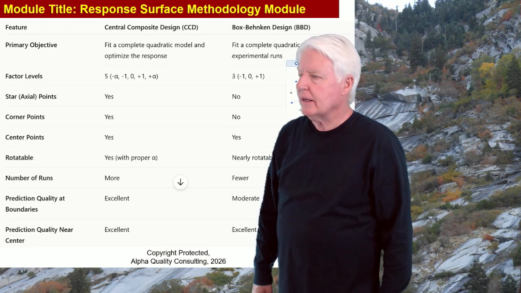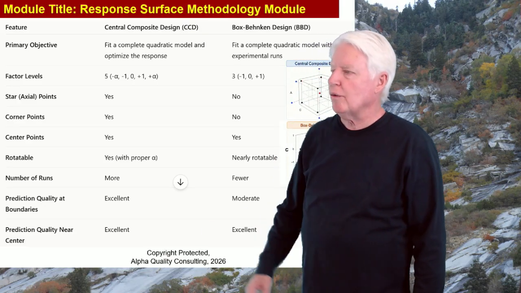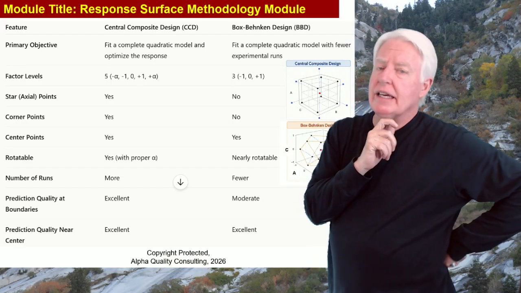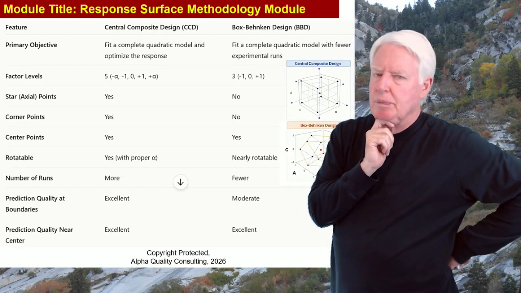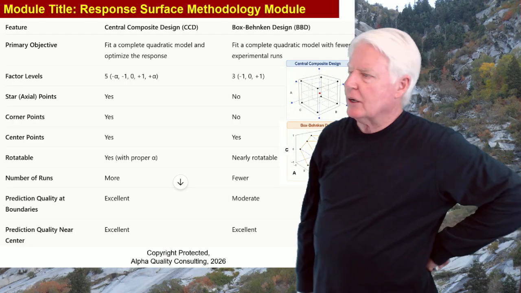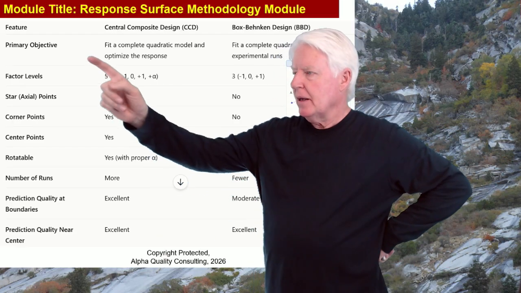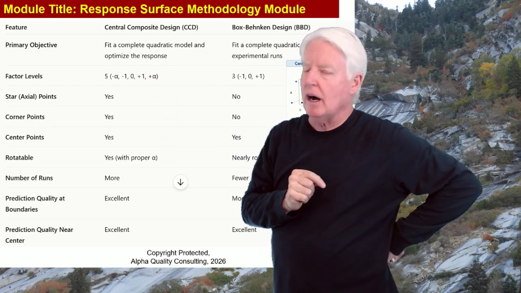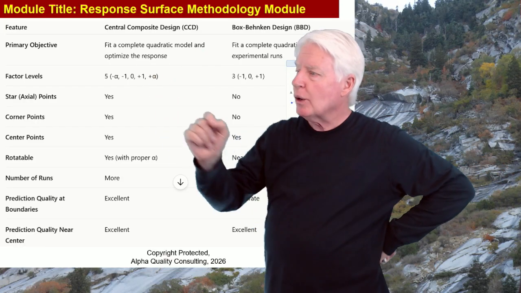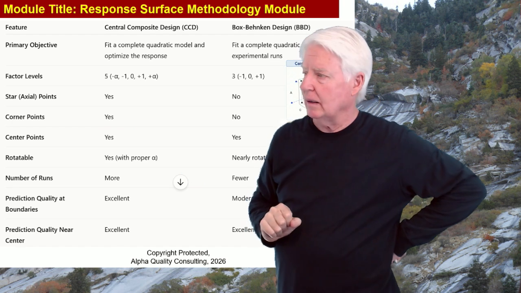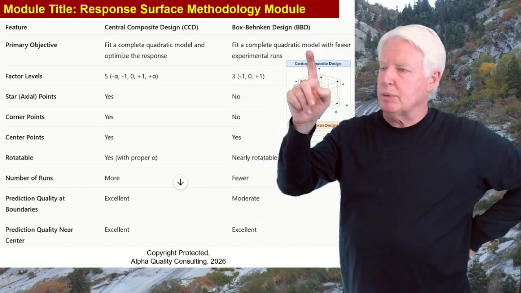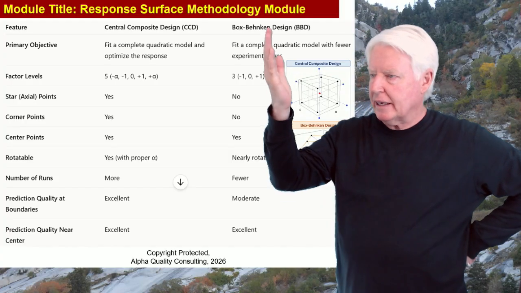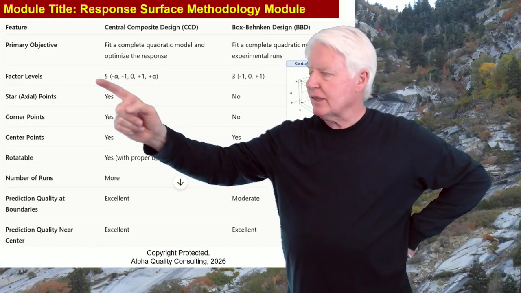All right, and so this one is just going to compare Central Composite Design to Box Behnken Design. Just to give you a little more information, these are the two most popular designs, so I want to make sure you're comfortable with them. The primary objective of Central Composite Design: fit a complete quadratic model and optimize the response. Key words here, complete quadratic model. Box Behnken: fit a complete quadratic model with fewer experimental runs. That's its big advantage.